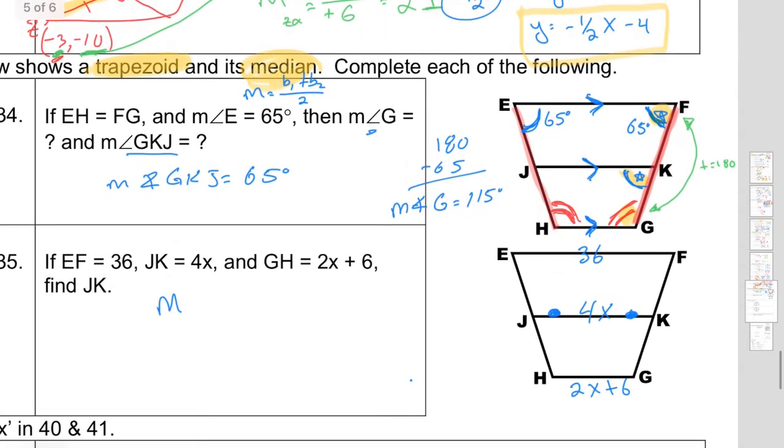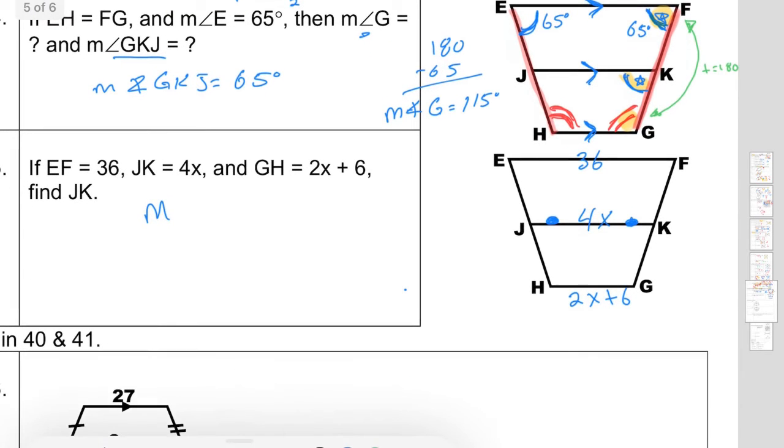We wrote the equation up here, and that's basically what I'm going to use. The only difference is, I'm going to replace what I know. So I know that the median is 4x. One of the bases is 36. The other base is 2x plus 6. And all of that is going to be divided by 2. Okay. And so the first step is, I want to get rid of this 2 down here. I want to get rid of the fraction.